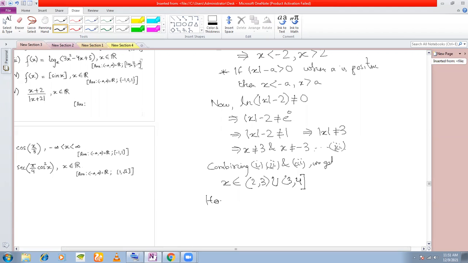Hence, what is the domain of F? This open interval union this semi-open interval. Okay, so that is what this is.